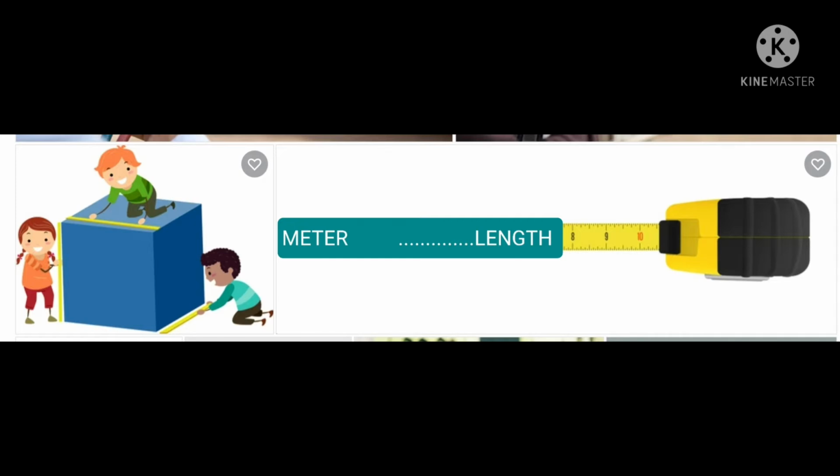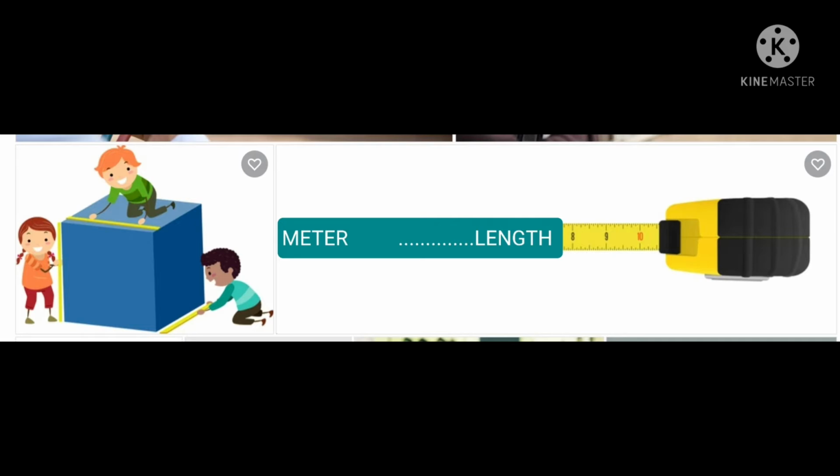Now in this picture, do you know what these children are doing? They are measuring the length of a box, the length, breadth and height of a box, which they will measure in the unit meter. So remember that if we have to measure a length, we have a standard unit all over the world which is used everywhere, and that unit is meter.